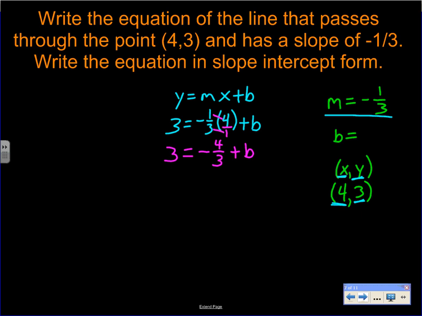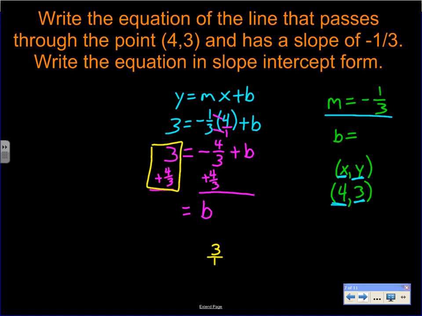Now in order to get b by itself, we have to add 4/3 to both sides. Add 4/3 to both sides. And therefore b is equal to something. We have to do a little bit of work here, because in order to add 3 and 4/3, we have to have like denominators.